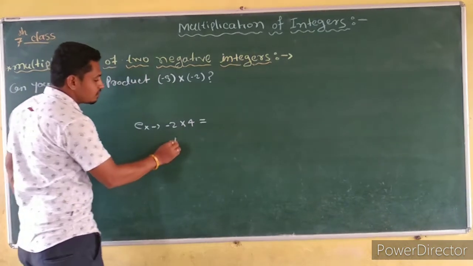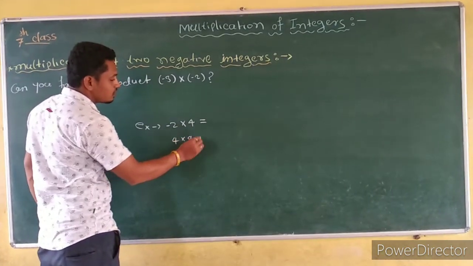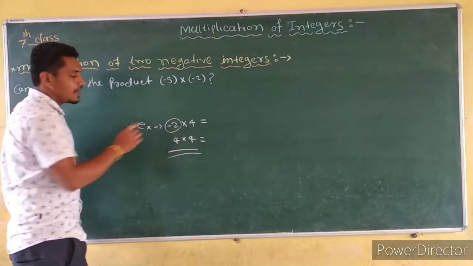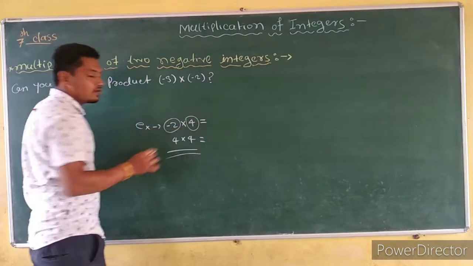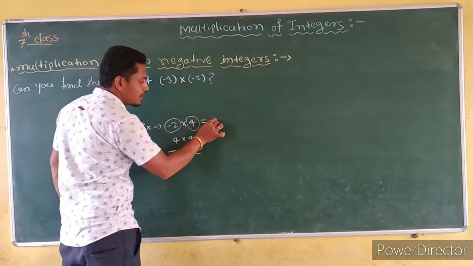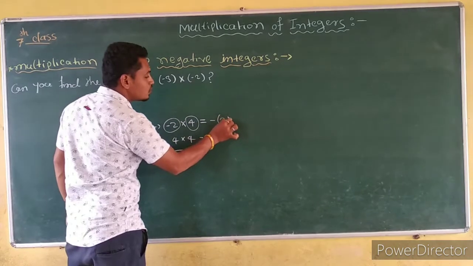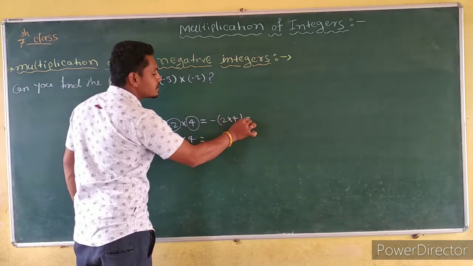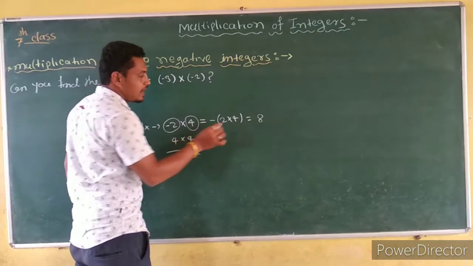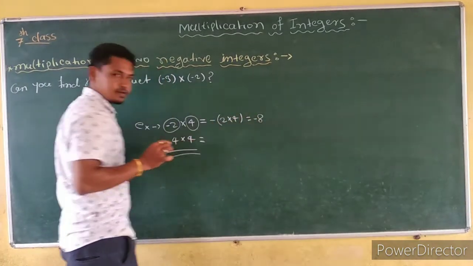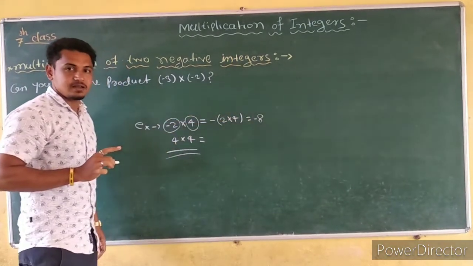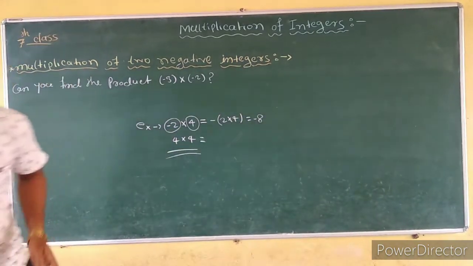Is it right? Minus 2 into 4. In these types of examples, minus 2 is a negative integer and 4 is a positive integer. Is it right? So how is it solved? Take the minus in the bracket, 2 into 4, 2 fours are 8. And the minus sign goes before the product, so minus 2 into 4 is equal to minus 8. This concept you learned.